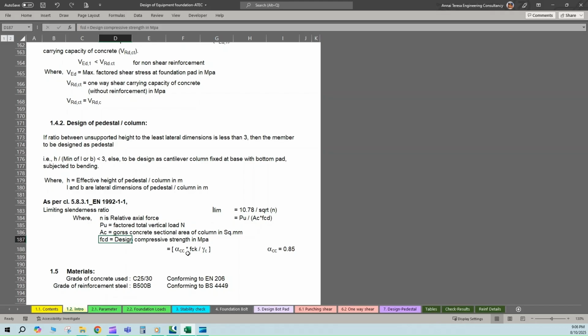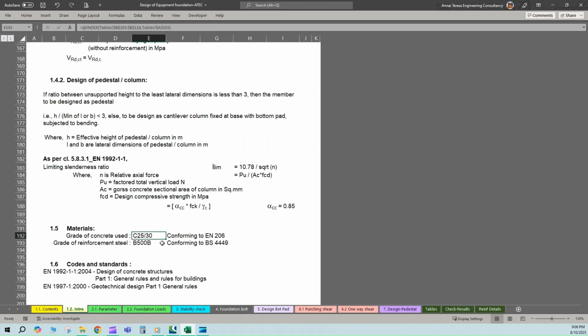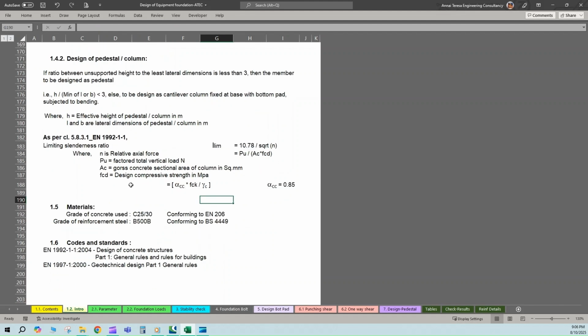Based upon that we need to calculate this, and alpha cc and fck. Alpha cc is 0.85, and fck is the compressive strength of concrete, for which we are going to consider the material parameters as C25/30, conforming to EN 206. And the grade of reinforcement steel we are going to consider is B500B, conforming to BS 4449. So based upon this, this fck we need to extract, and gamma C is the partial safety factor as per EN 1992. Applying all this, we can find out the limiting slenderness.